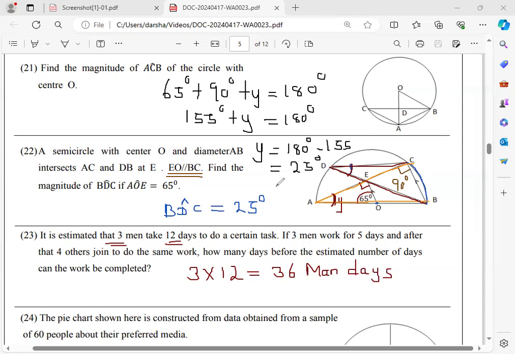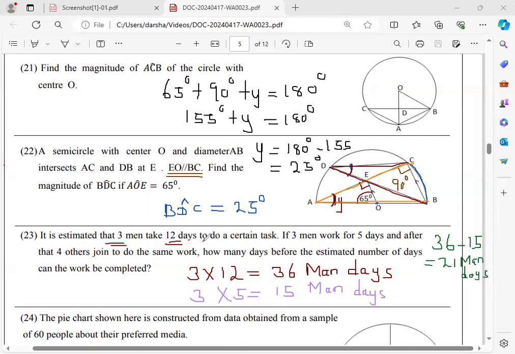Then they are telling it is estimated that 3 men take 12 days to do a certain task. If 3 men work for 5 days, how much task will be completed? 3 into 5, that is equivalent to 15 man days. So totally, we have to perform 36 man days of task. But 15 has been completed, so how much is remaining? 21 man days of task is remaining. So that's what they have asked.